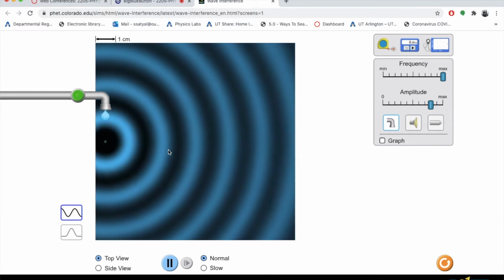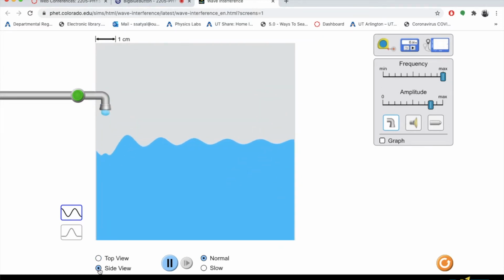The dark means the trough, and the bright means the crest. So dark as the valleys. So this is the bottom of the wave, and the bright ones are the top of the wave. Let's see if we can see this sideways. So the water drops and it creates these waves. So now it's clear what the trough is and what the crest is here.